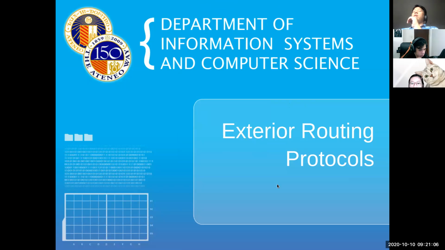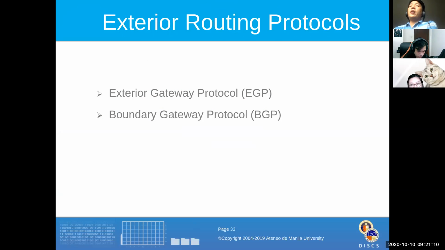Right, so let's move on to exterior routing protocols. Okay, so for exterior routing protocols, there's only distance vector. There's no link state versus distance vector. They're really just distance vector, but they have what are called policies, which I will display in a while. So there are two main common types. There's EGP, or Exterior Gateway Protocol, and BGP, which is what is used today, or Border Gateway Protocol.